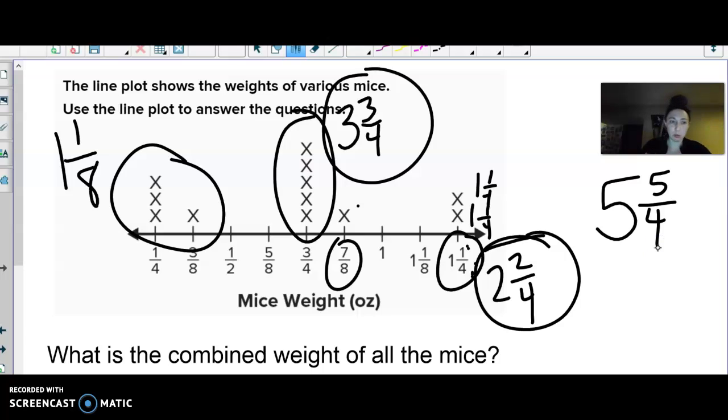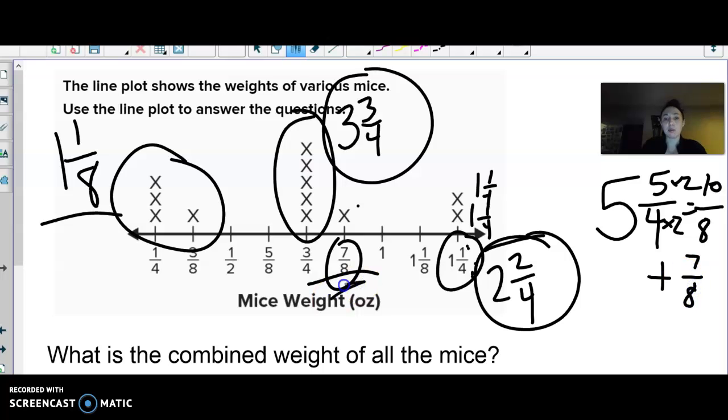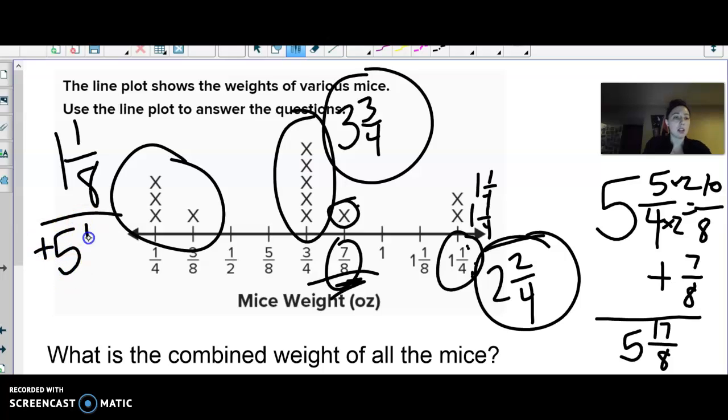Yes, I know it's improper. Again, bear with me for a minute. Let's change that into eighths because the other two are in eighths. So if I do times 2 times 2, that's going to be 5 10/8. Plus another 7/8, right? From down here, from this little mouse right here. So I'm going to get 5 17/8. Add to my 1 1/8 over here, and I'm going to get 6 18/8.